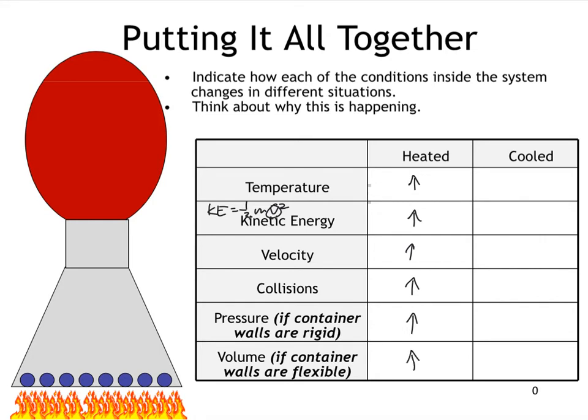If you cool a substance, of course, the temperature is decreasing, and that means that the velocity will decrease as well, according to the same equation. KE is 1/2 mv squared. So velocity will decrease, and decreasing the velocity decreases the collisions. Now, if the walls of the container are rigid, decreasing the collisions will decrease the pressure. But if the walls of the container are flexible, decreasing collisions will decrease the volume.